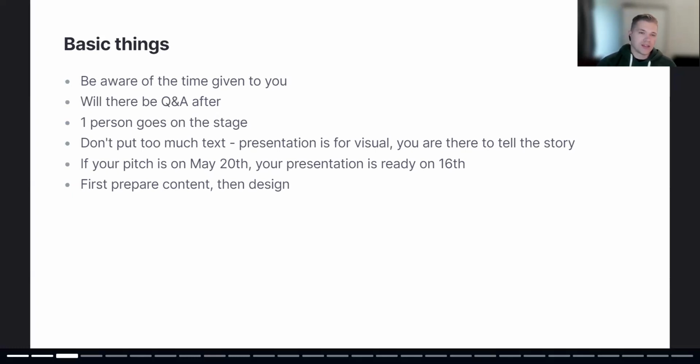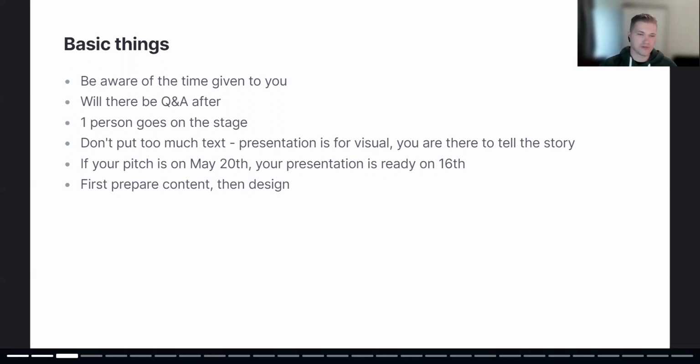About the text, I think that has been mentioned numerous times, at least here in Europe, in our part of Europe, the good practice is not to put too much text in the presentation.